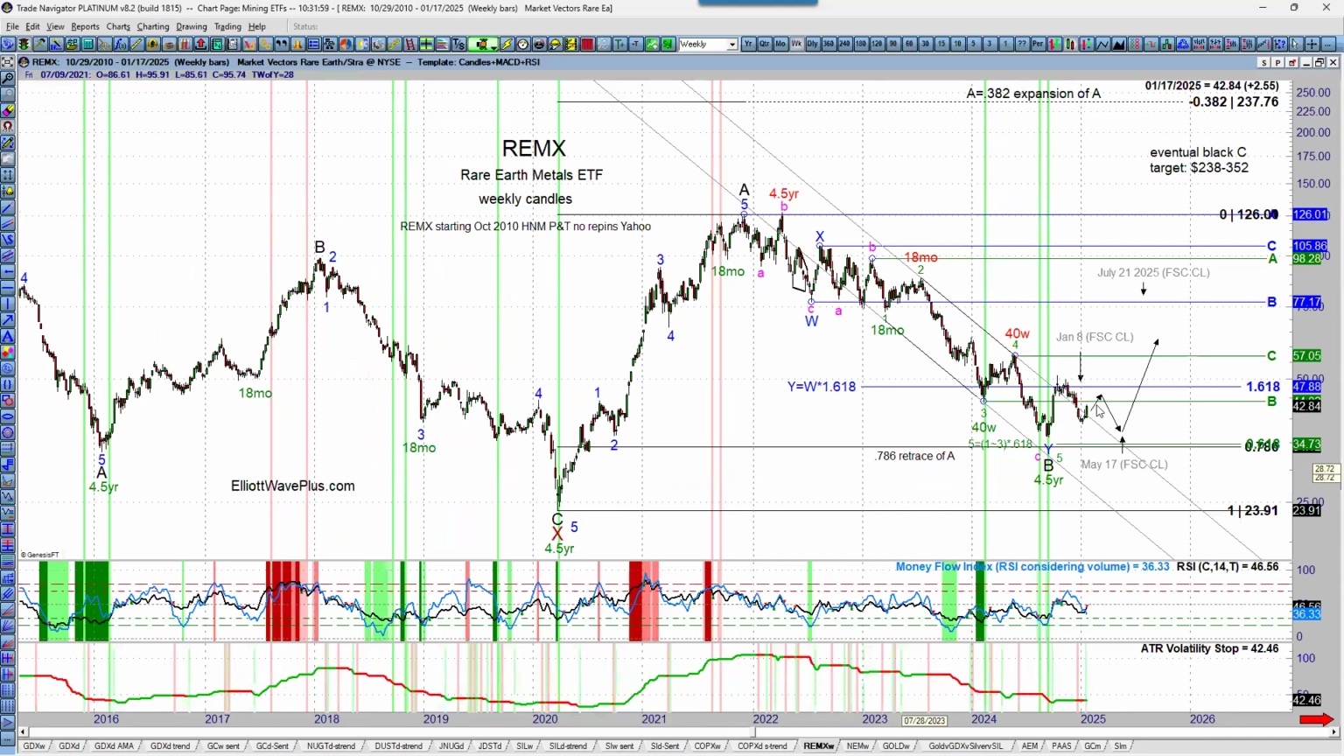The rare earth metals, I'm looking for an additional pullback period and basing period all the way into May on that one.